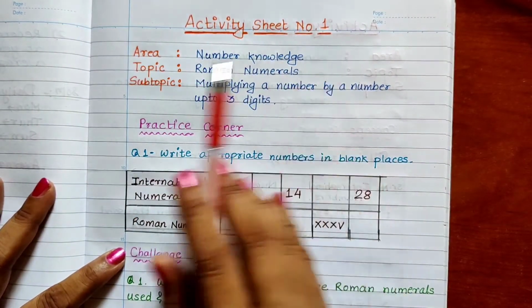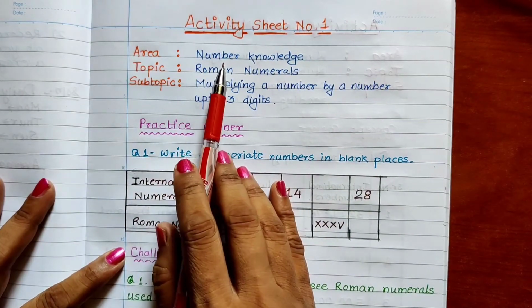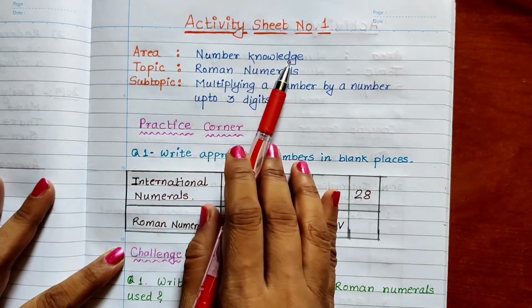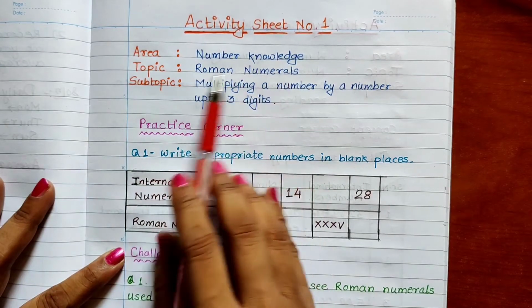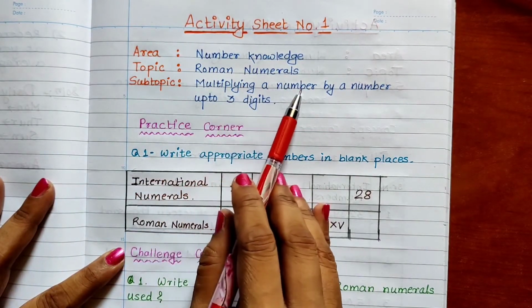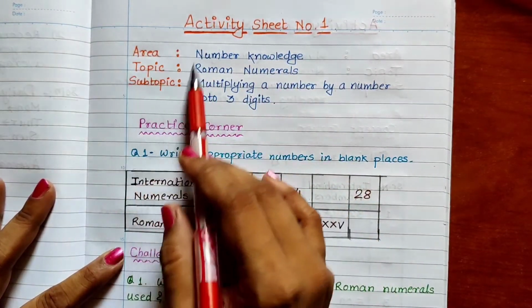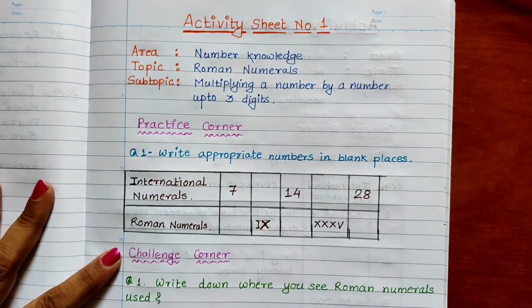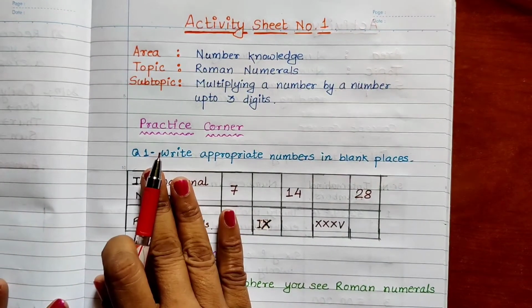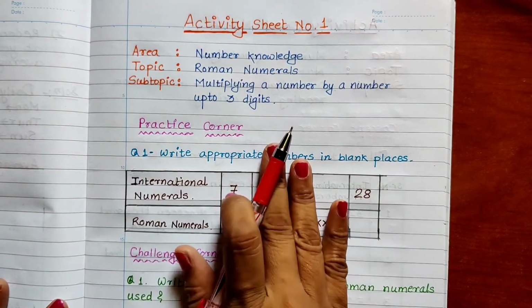You can see. Then the area you have to write from the PDF. Area is number knowledge. Topic is Roman numerals. Subtopic is multiplying a number by a number up to 3 digits. So these things you will be getting from your PDF. As I have told you, you have to write from the practice corner in your notebook.